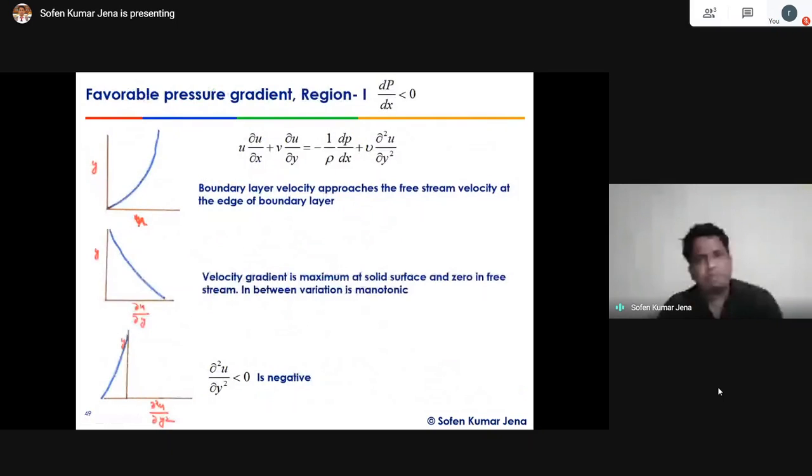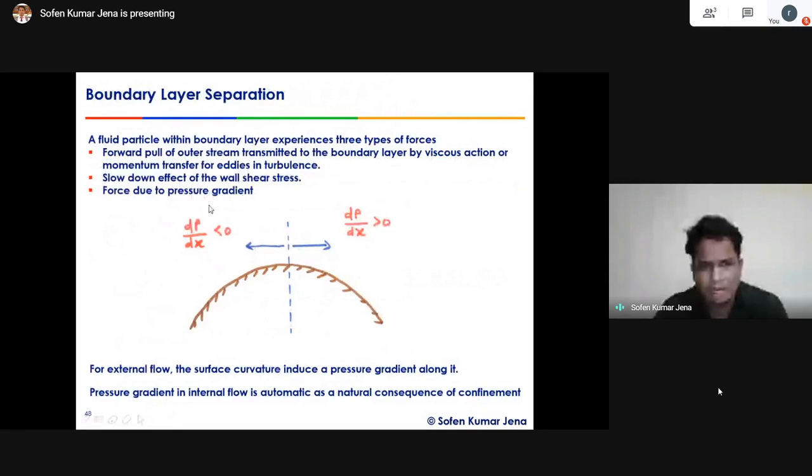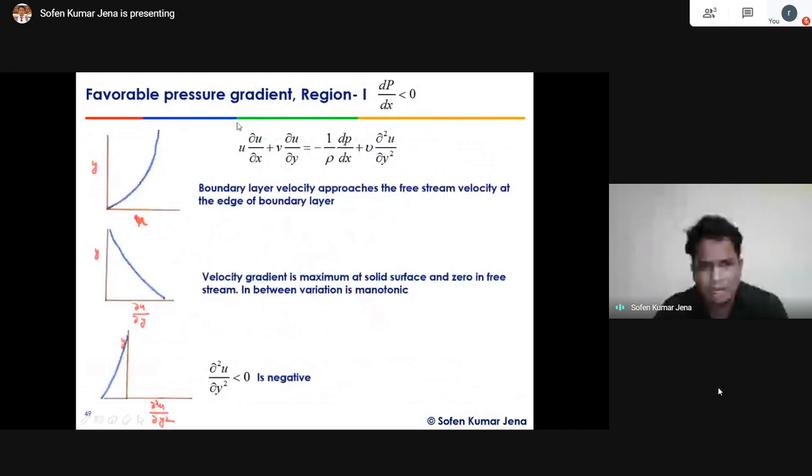So there is a pressure gradient term. We have already found that the pressure gradient term del P by del X is negative over here, and that region is known as the favorable pressure gradient region, which we call region 1, right? So let's take the Navier-Stokes equation: U del U by del X plus V del U by del Y is equal to minus 1 by rho dP by dx plus nu del square U by del Y square. Let's plot each velocity versus Y for each term in the boundary layer.